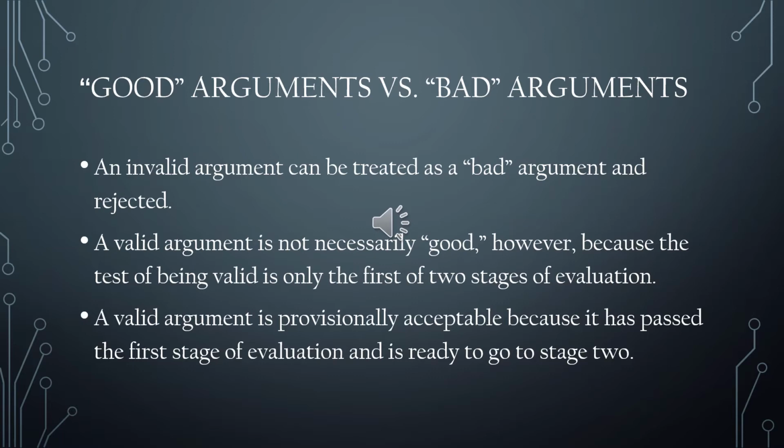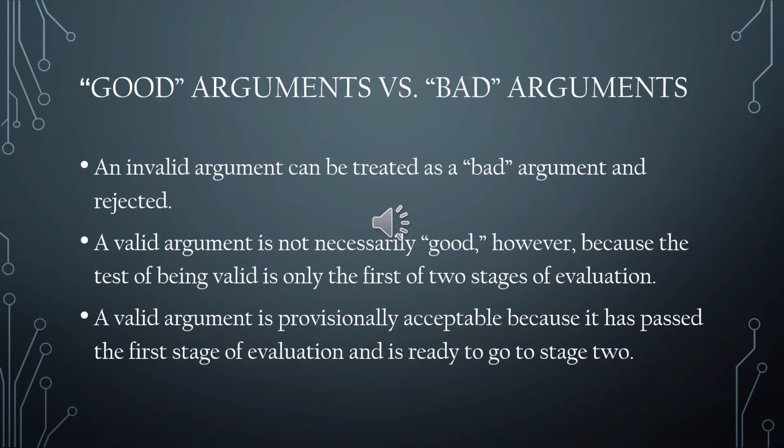And then we will have to go to a second level of evaluation, which we will work on next week. There is an exactly parallel case with deductive arguments. We can reject an invalid deductive argument as a bad argument. So those are bad deductive arguments. However, if a deductive argument is valid, that doesn't mean it's necessarily good. It might ultimately fail. Valid means it has passed the first stage of evaluation and is worthy of further consideration. And we'll worry about that again next week.